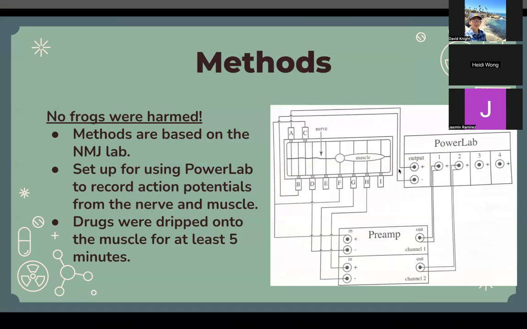So, similar to the video that you saw just now, no frogs were harmed in the making of this experiment. The methods we used are based off of the NMJ lab in the BIPN 105 lab manual, and the setup for that is shown on the right. We use the PowerLab to record the action potentials from the nerve and the muscle. Drugs were also dripped onto the muscle for at least 5 minutes before recording the results.